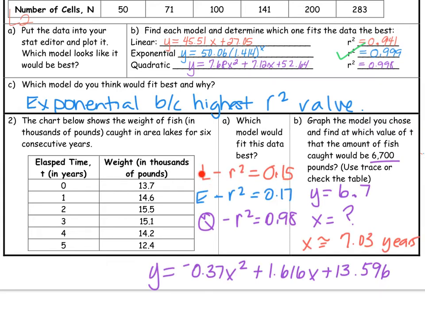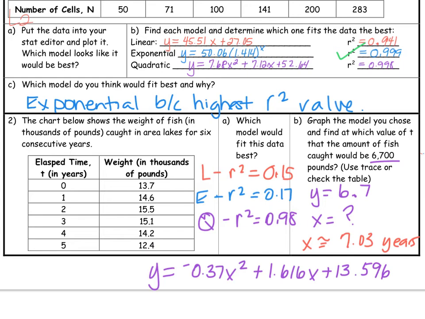Okay, so when I put in my linear regression, I got an r-squared value of 0.15 or 15 hundredths. When I put in my exponential regression, I got r-squared equals 17 hundredths. And then when I put in my quadratic regression, I got r-squared was 98 hundredths. And clearly, this is the winner. So my quadratic regression is y equals negative 0.37x squared plus 1.616x plus 13.596. And when I put this into my y1, I used the vars key to make sure I included all those decimals so that I would get an accurate reading.